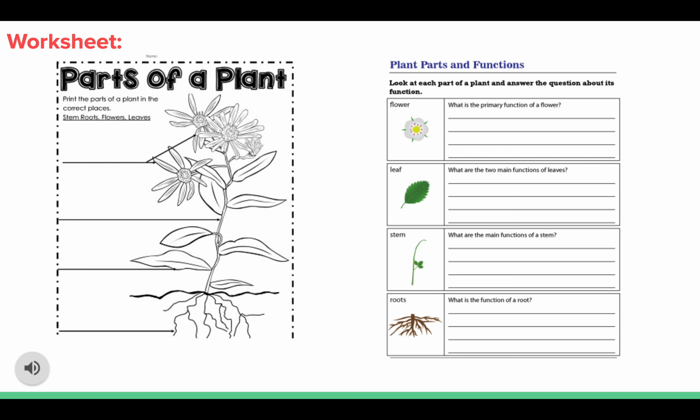On the next worksheet, Part Plants and Functions, the students will look at 4 images labeled with the new content words, flower, leaf, stem, and roots. They will be asked what the primary function of each part is. Using general academic vocabulary, we would hope that each student would be able to list one complete sentence describing the function of that plant part.